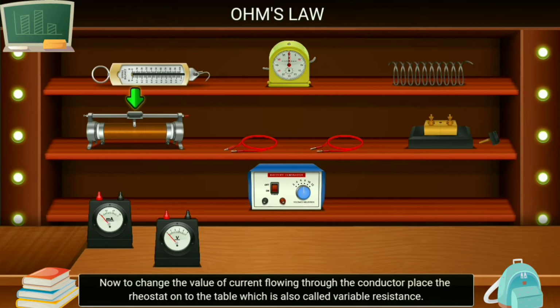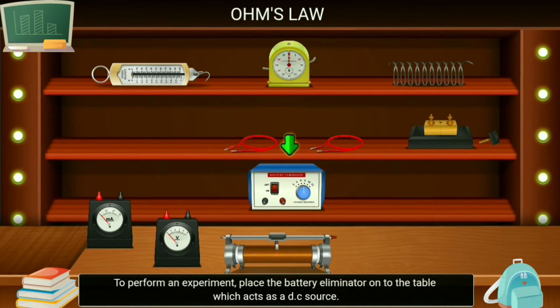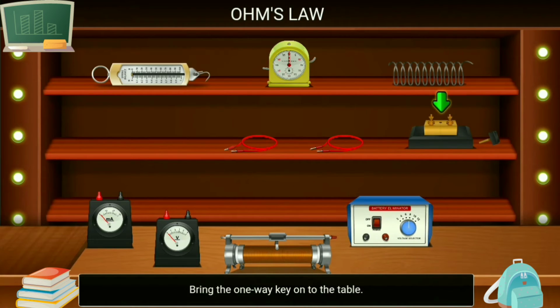Now, to change the value of current flowing through a conductor, place a rheostat on the table, which is also called a variable resistance. To perform the experiment, place a battery eliminator on the table, which acts as a DC source. Bring the one-way key on the table.